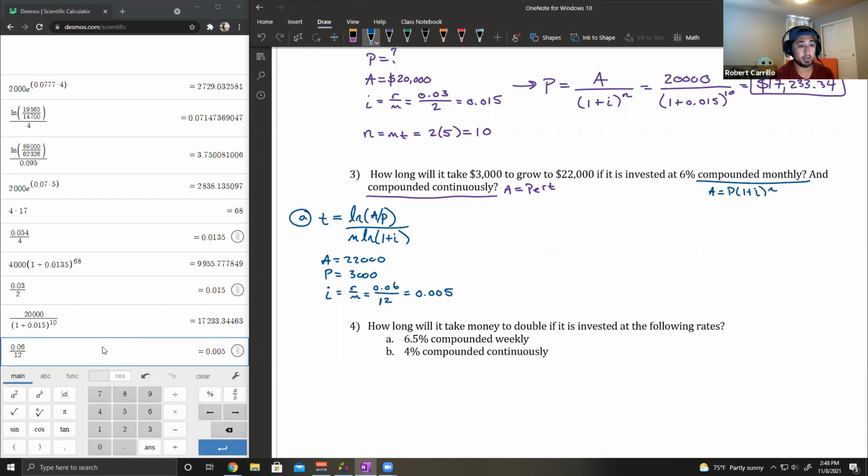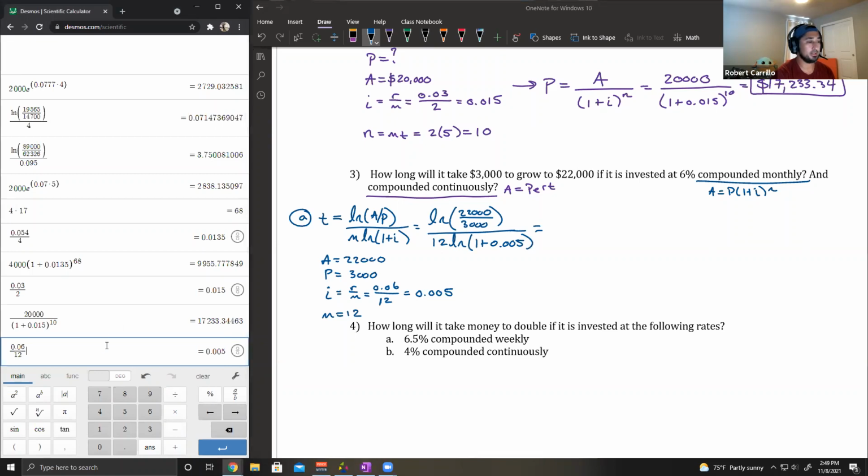All we need to know here, since there's no real n value, because remember that n is mt, but we broke it up because we're solving for t, is that compoundings is just 12. Okay, we're ready to roll on this one. So we're going to get the natural log of 22,000 over 3,000, over the number of compoundings, 12, times the natural log of 1 plus i, 0.005.